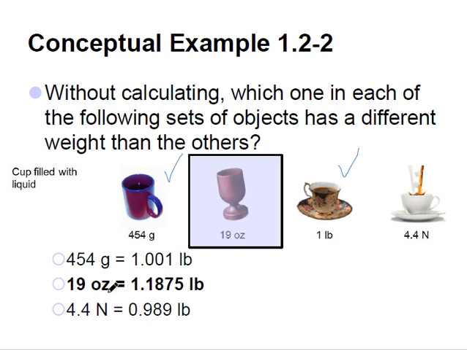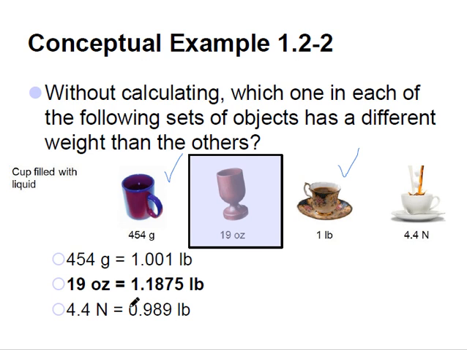Then 19 ounces here, OZ is ounce, and it's like 1.1875 pound. So 19 ounces is about 0.1875 over 1 pound. And we've got here 1 pound, and that's about the same as that. So we're going to keep this in mind because it's a little different. See, this is a little overweight.